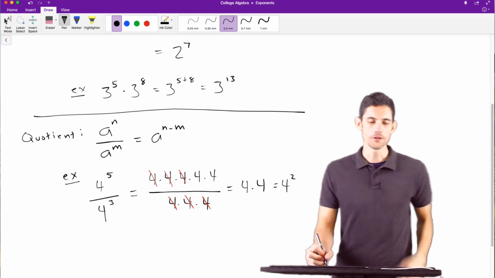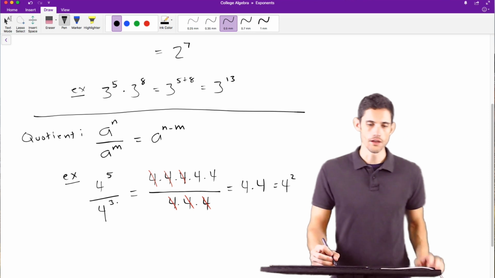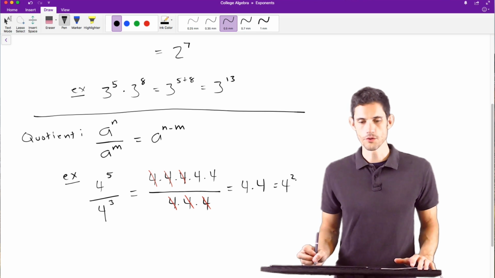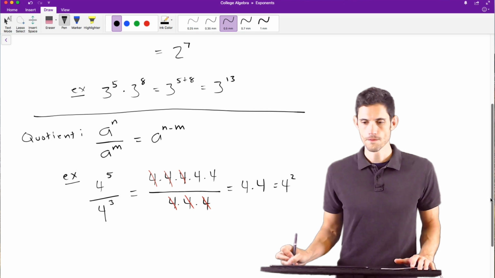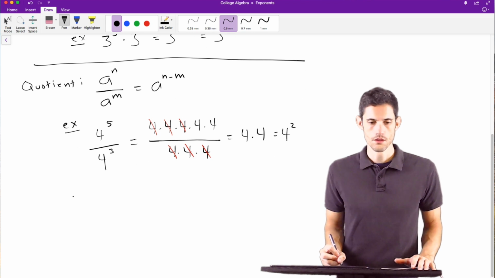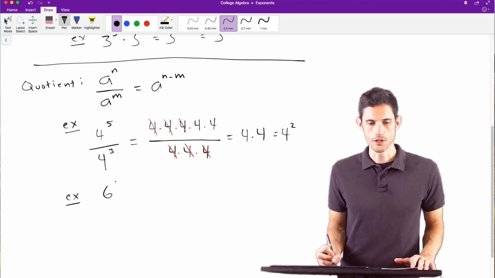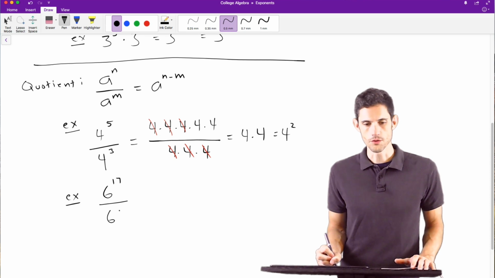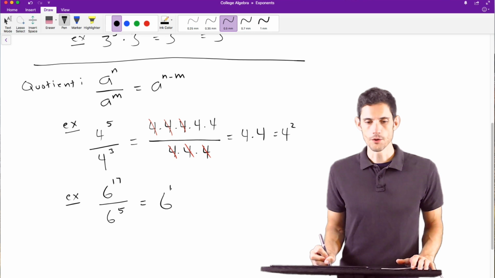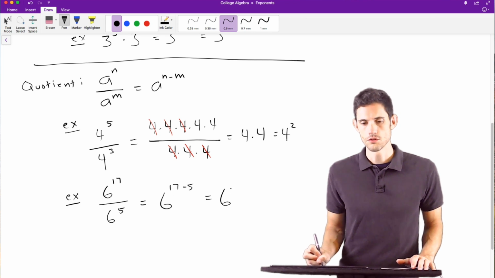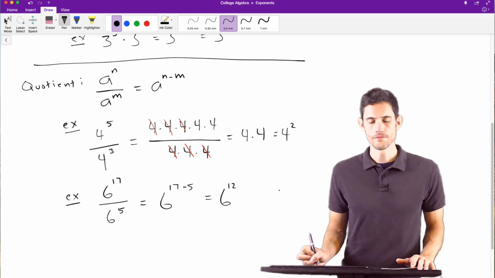If you notice the exponents 5 and 3, 5 minus 3 is 2. So for example, the number 6 raised to the power 17 divided by 6 raised to the power 5 is 6 raised to the power 17 minus 5, which is 12.